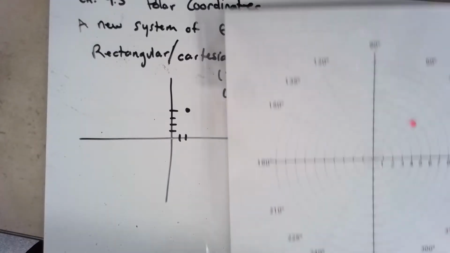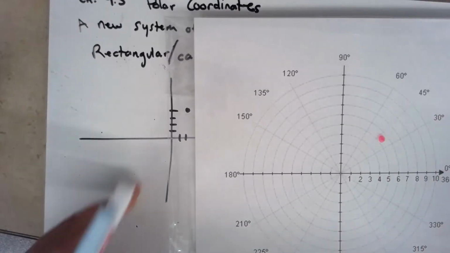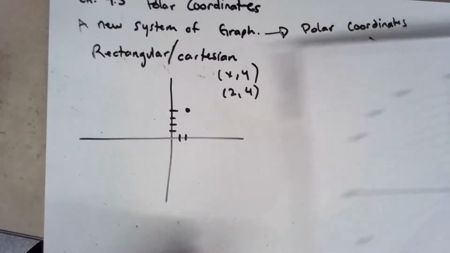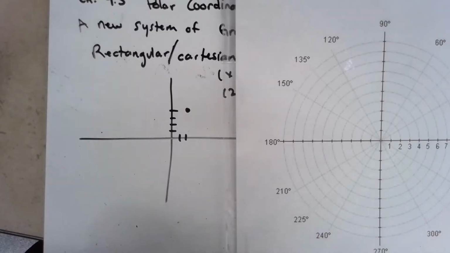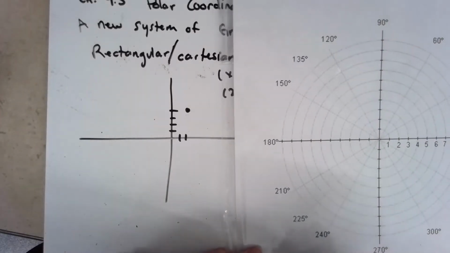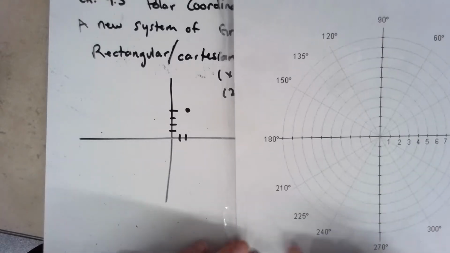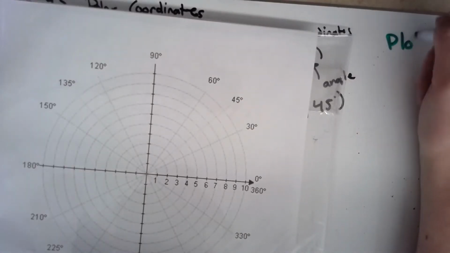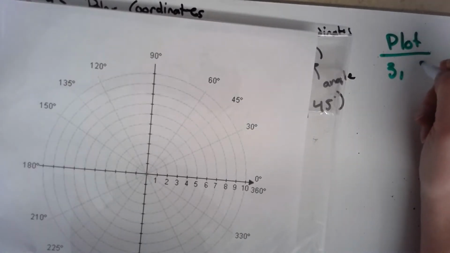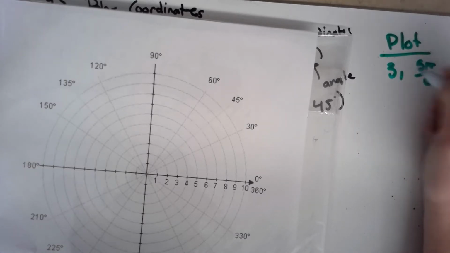We're going to be graphing quite a few polar coordinates today. Sorry, this is my high-tech whiteboard. I just put it in plastic and it got moved around. Okay, so we're going to practice graphing a few polar coordinates. We did the 5, 45 degrees. Let's do another one. Oh, you can't see that. We're going to plot 3, 5 pi over 6.